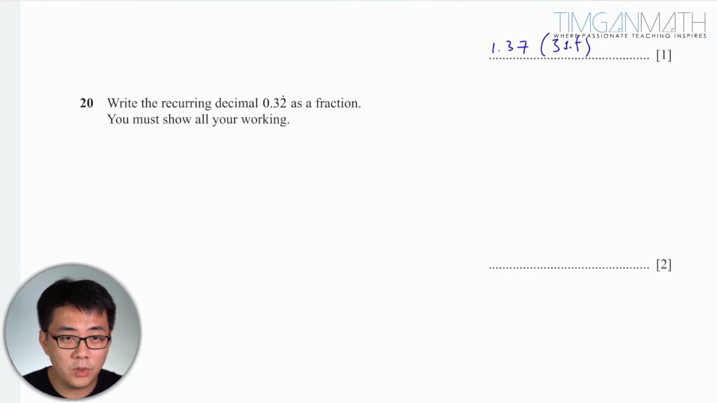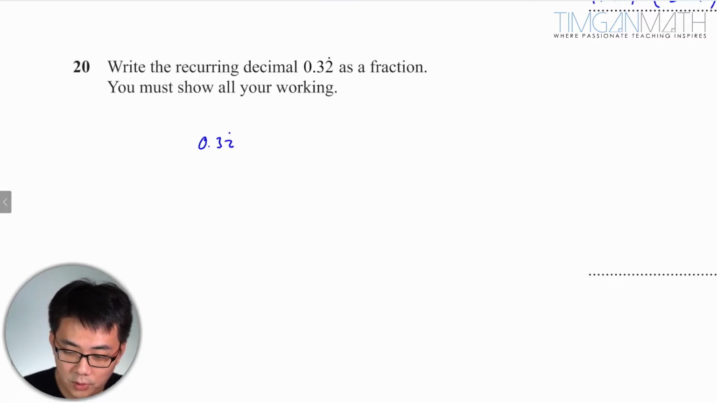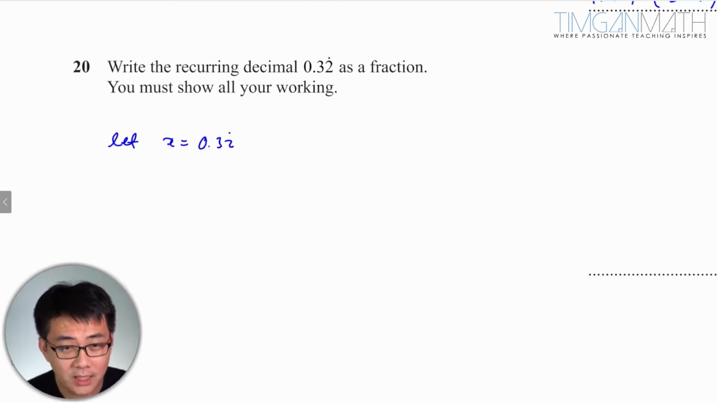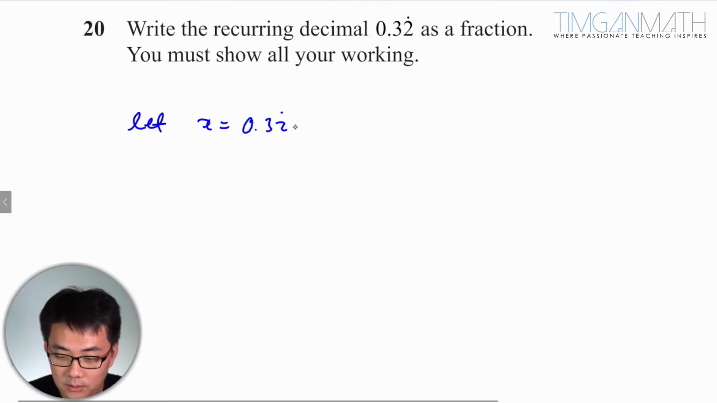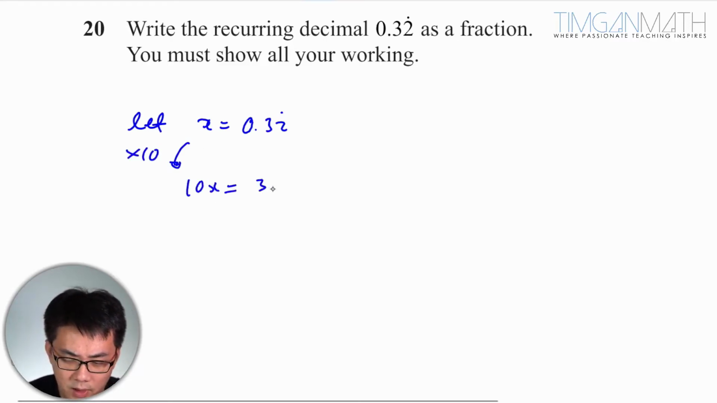That's about it. Question 20, write the recurring decimal of 0.32 dot as a fraction. You must show your working clearly. I like this question as well. So you just let x equals 0.32 dot. Then what you need to do next is essentially just get rid of the recurring decimal. Because it's very annoying, you need to deal with this, right? This is just 0.32222222. So if you can create something out, say just multiply by 10. So move by 1, multiply by 10. 10x will just be 3.2 ... like that.